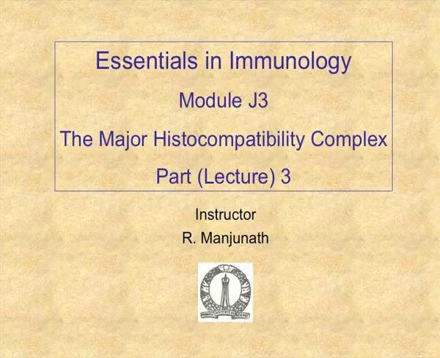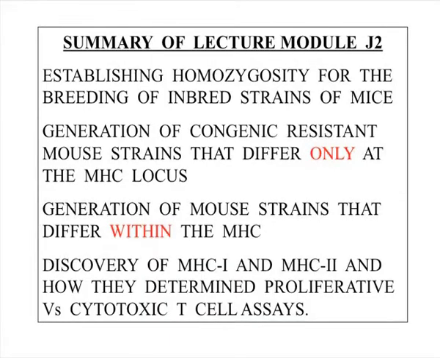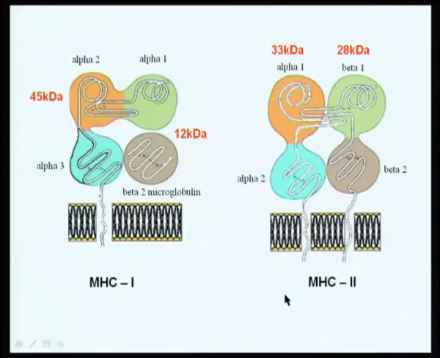To summarize the previous lecture, we had looked at how to establish homozygosity for the breeding of inbred strains of mice, the generation of congenic resistant mouse strains that differ only at the MHC locus, and also the generation of recombinant mouse strains that differed within the MHC locus, which actually led to the discovery of the two types of MHC, MHC1 and MHC2, and how they determined the proliferative versus cytotoxic T cell assays.